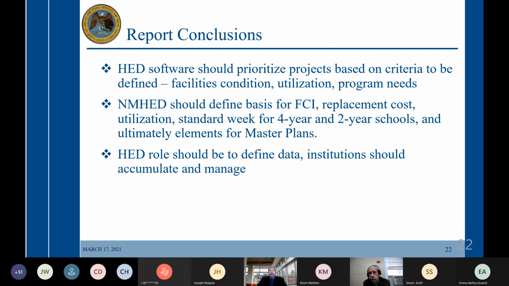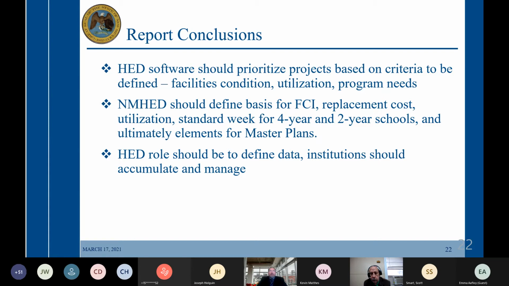I mentioned that we realized that a number of states are doing planning, but not everybody is using the same basis for things like FCI or replacement cost, utilization. If you're going to talk about classroom utilization, for those of you that are into it, the standard week is important. Even when I was at New Mexico State University, not everybody was using the same standard week for Ad Astra. And something else that we realized: while nearly every school had a master plan, and most had current master plans, the level of granularity was pretty wide.